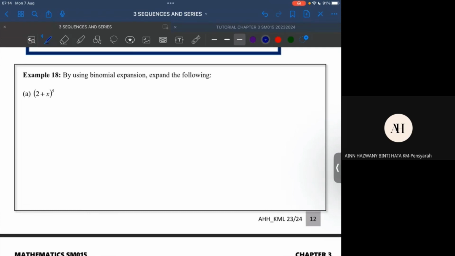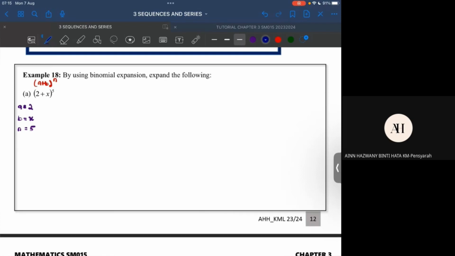Okay, so first thing first, make sure you list out these 3 main important things. A, B dan N. Okay, so kita listkan. A kita ialah 2. So ini generalnya kita tulis sebagai A plus B to the power of N. Okay, so A kita ialah 2. B kita ialah X. N kita is 5. Okay, so that will be it. Paling penting, 3 benda ni akan ada dalam formula kita.